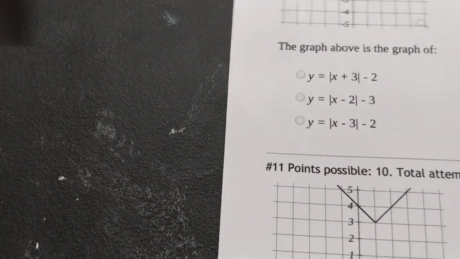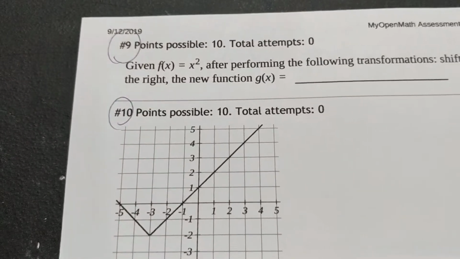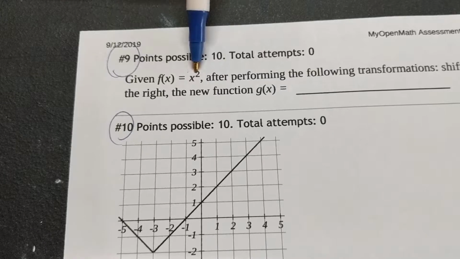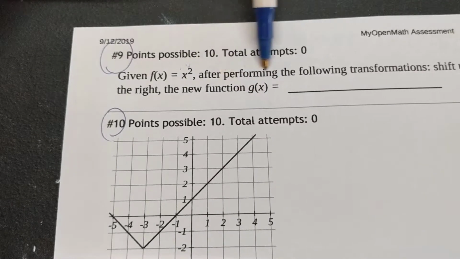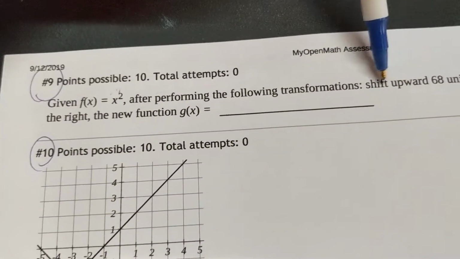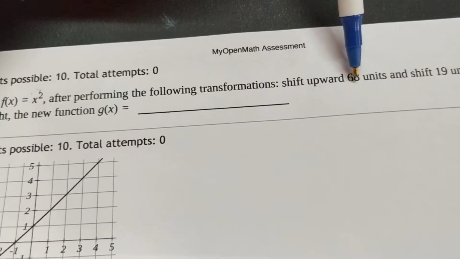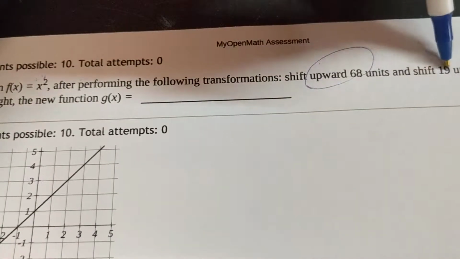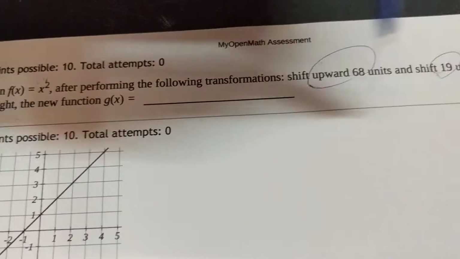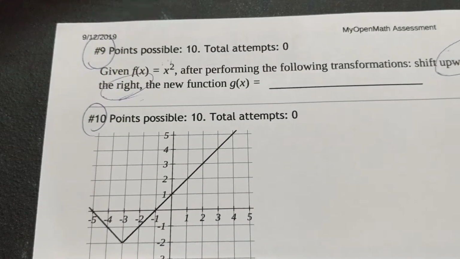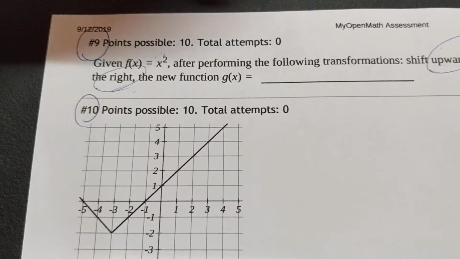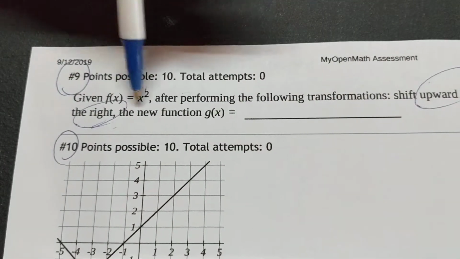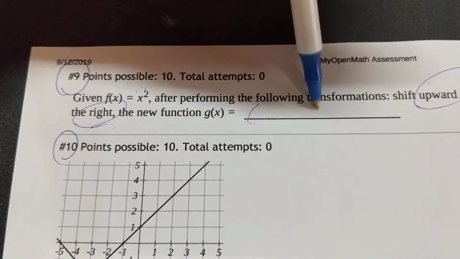Oh, I wanted to talk to you about this. Okay, number 9. Given f of x is x squared, that's the parent function. After performing some transformations, check this out. We have shift up 68 units, and then shift 19 units to the right, it says. So up 68 and 19 to the right, and let's make sure we have that working. The new g of x will look like x squared, but we're going to have to mess with this thing.